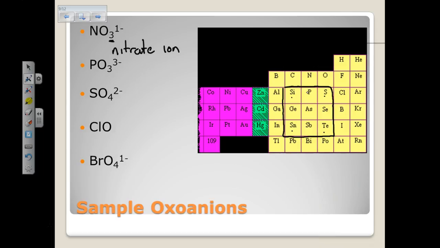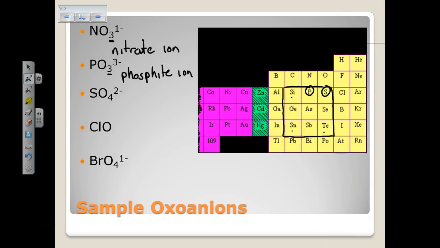Okay, and now this PO3. Phosphorus is in the box. So 8 equals 4. Well, there's 3 oxygens, so that's 1 less. So 8 is 4, 1 less, so that's 3. So this is going to be the phosphite ion.